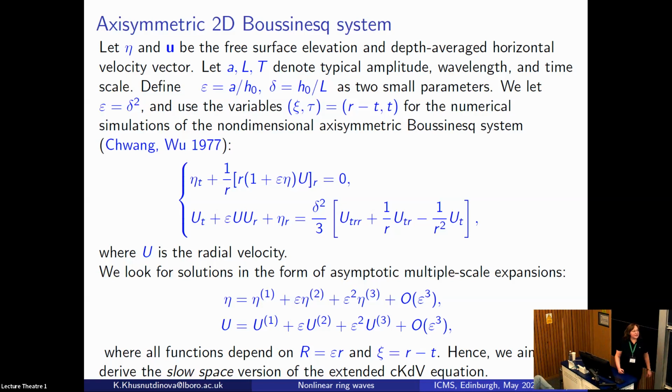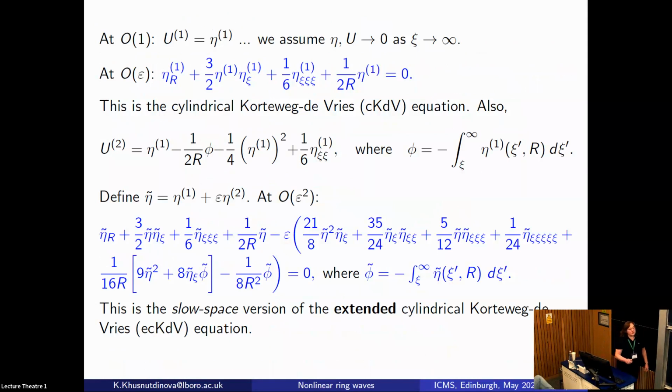To derive the extended cylindrical Korteweg-de Vries equation from this system, we look for solutions in the form of these asymptotic expansions. And instead of the slow time variable, which was used by Horikis and others, we use the slow radius, slow distance variable. Psi is the characteristic variable. At order 1, we obtain this condition, assuming that there are no waves at infinity.